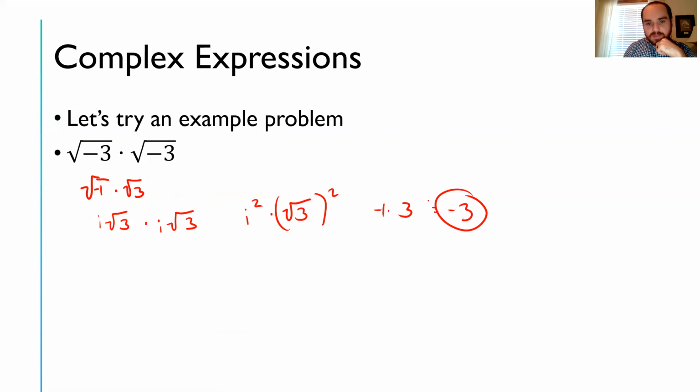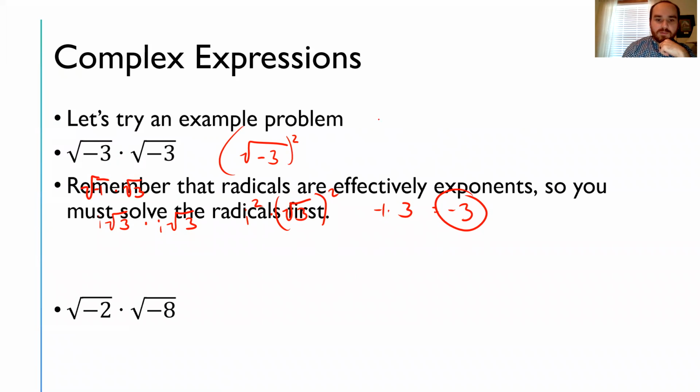This is a lot of different steps to get to the same place you would get to if you just said that's the same thing as the square root of -3 squared, and these cancel. But it's going to be a little bit more important in this next example. This just says that, remember, the radicals are effectively exponents, so you have to solve them first.